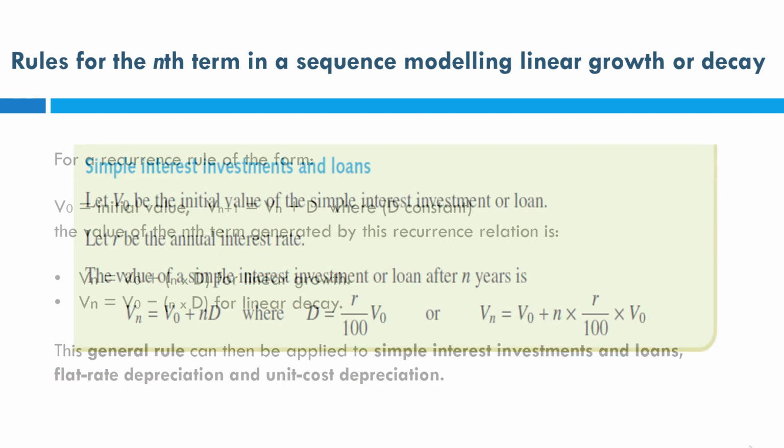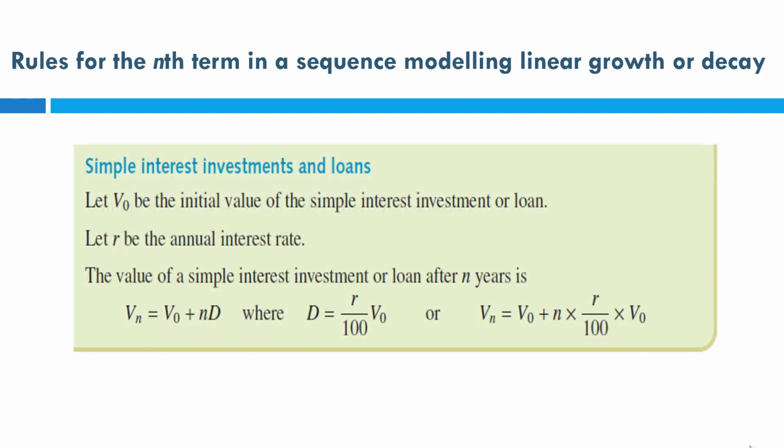Yeah. So the simple interest loan is simply the same rule that you're familiar with. The only difference is the inclusion of n. So you can see those listed below. Vn is equal to V0 plus n times D, where D we know comes from the rate, the percentage, times the original value.